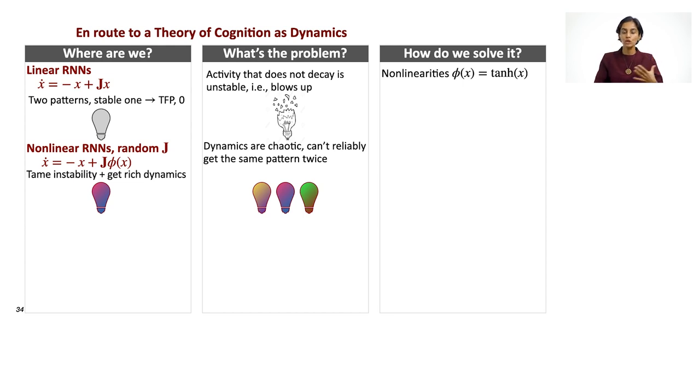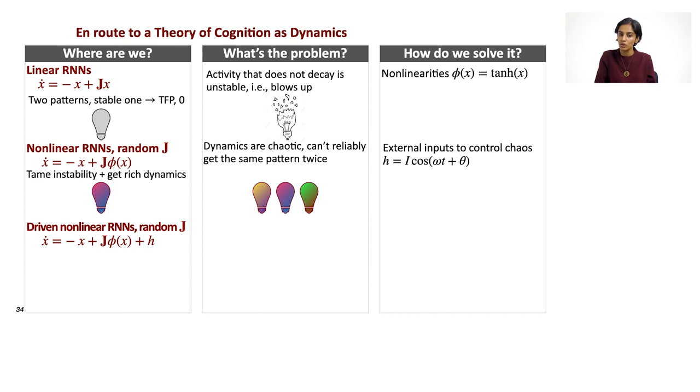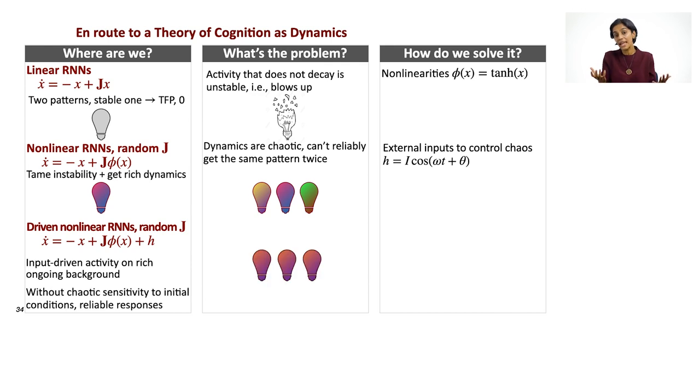And so en route to training networks to do those things, we looked at what happens if we drive these nonlinear recurrent neural network models in order to control the chaos. And so we found that if we drove nonlinear recurrent neural network models, we have this interesting regime where there's background activity that is ongoing and rich, but input-driven activity can ride on top of it. Without the chaotic insensitivity to initial conditions, we could get slightly more reliable activity patterns from them.